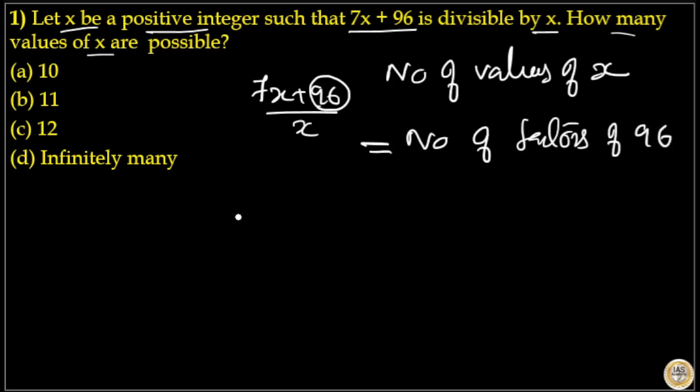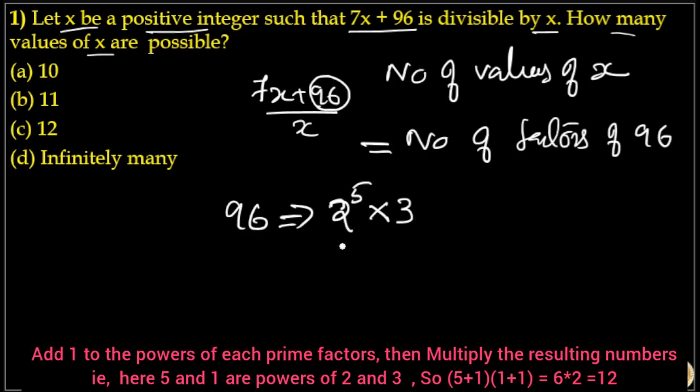So take the prime factors of 96 to find out the number of factors of 96. Here 96 can be written as 32 into 3. So 32 can be written as 2 raised to 5. So 2 raised to 5 into 3 is equal to 96. Here 2 and 3 are prime numbers. So the number of factors is equal to, here 2 raised to 5 and here it is 3 raised to 1.